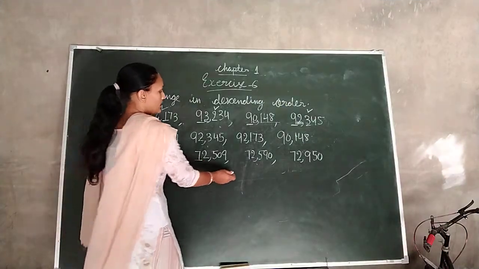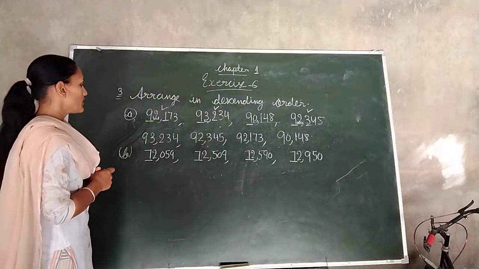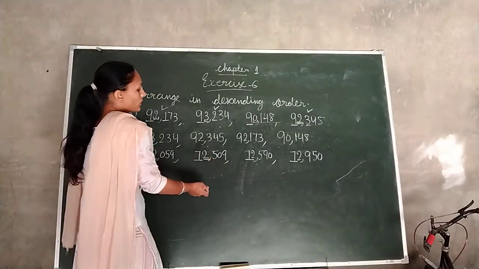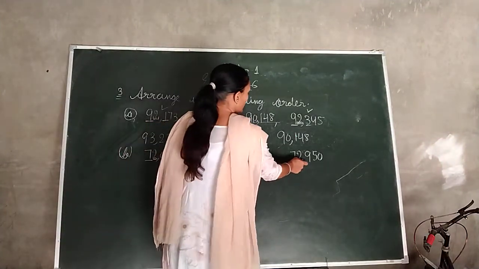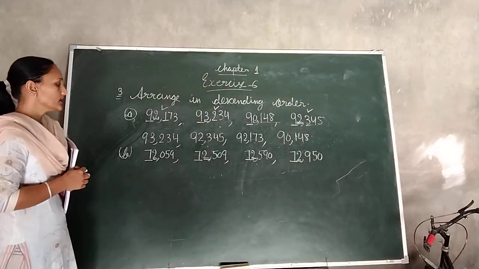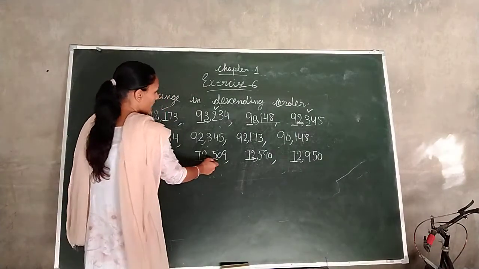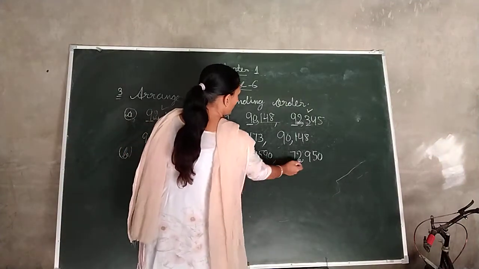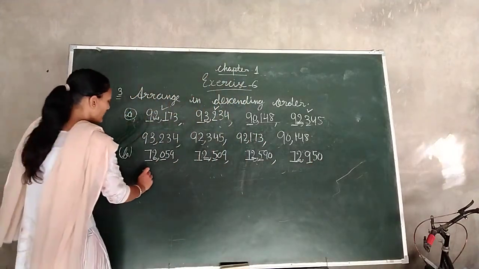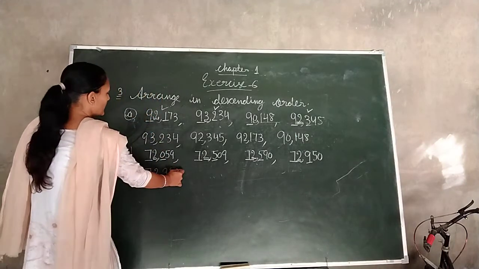7, 7, 7, 7. All are same. Next we will compare the digits in 1000 place. 2, 2, 2, 2. All the digits are same. So we will compare the digits in 100 place. 0, 5, 5, 9. 9 is greatest. So 72,950. This is the greatest number.